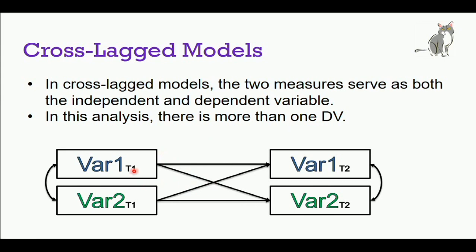So we've got our DV here, measuring the DV at time 2. We've got our IV correlating with the DV at time 2. But also we've got our IV correlating with the IV at time 2. So it gets a little bit sort of head trippy.